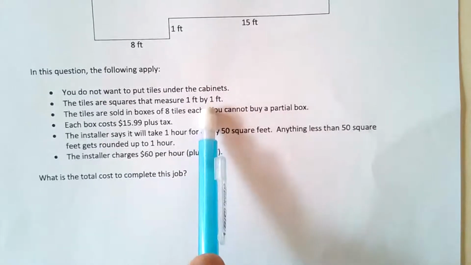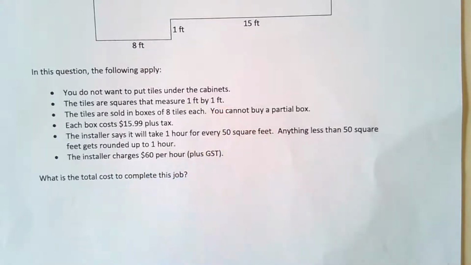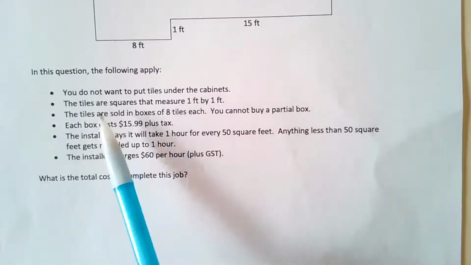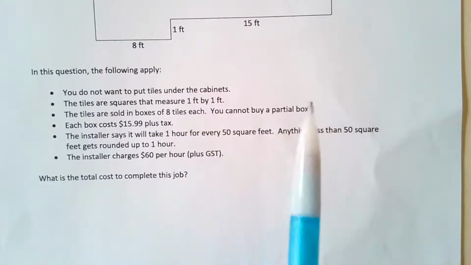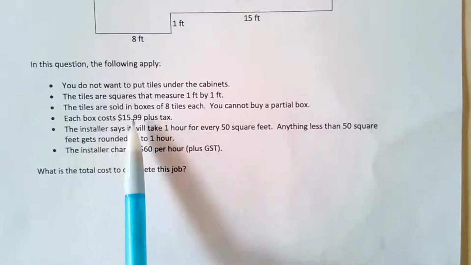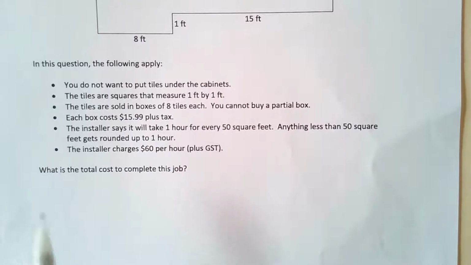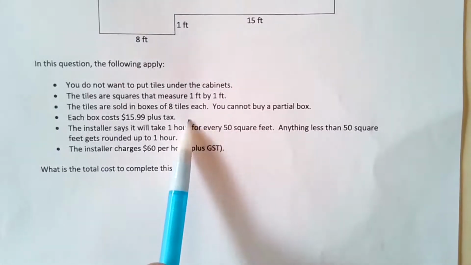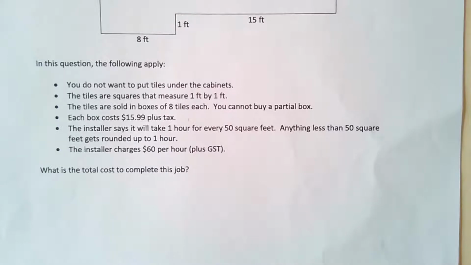The tiles are 1 by 1, so each is 1 square foot. The tiles are sold in boxes of 8 tiles each. You cannot buy a partial box, so you have to buy an entire box. Each box of 8 costs $15.99 plus tax, so you have to add taxes to it. In Manitoba, our tax is 12%.